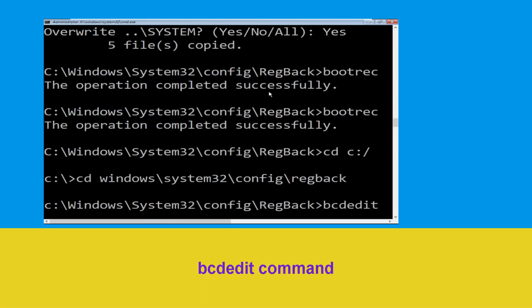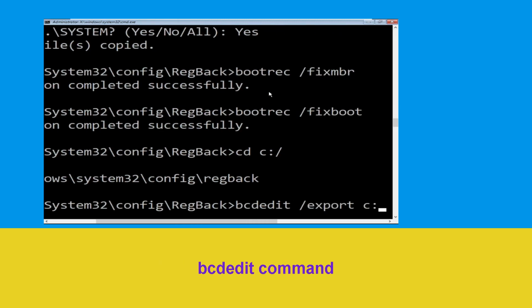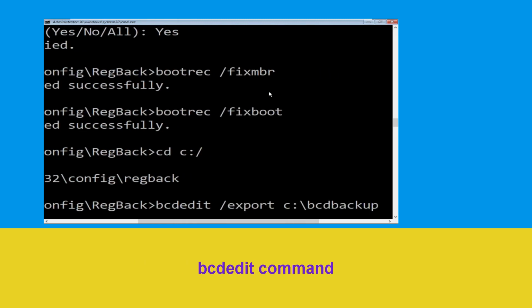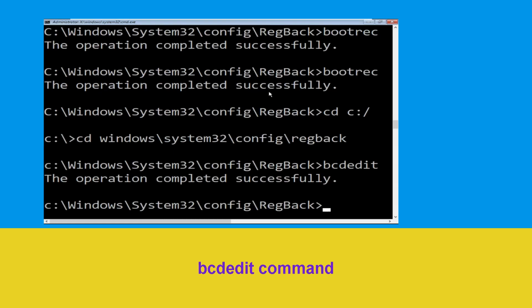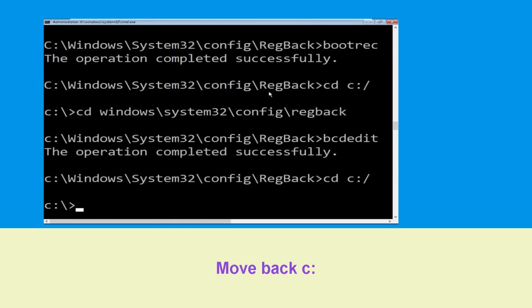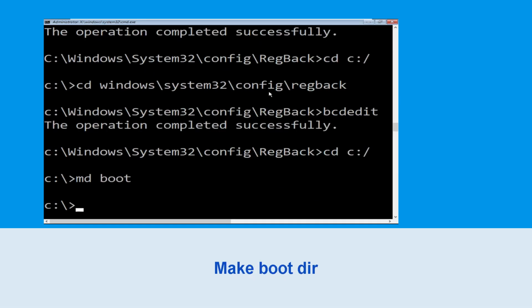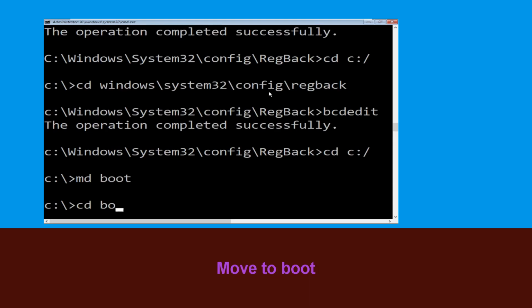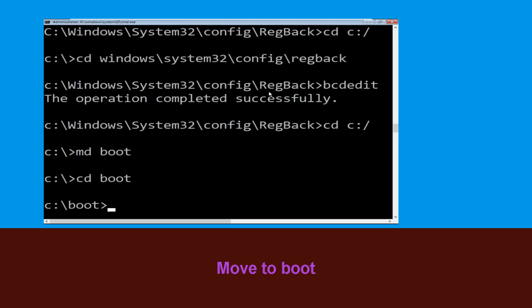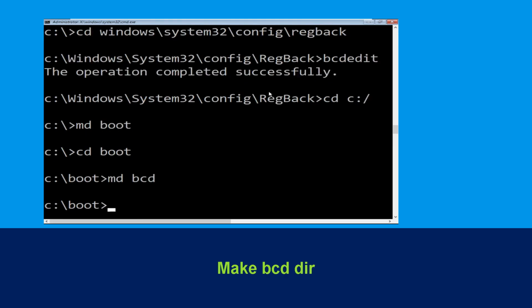Type bcdedit space /export space c:/bcdbackup and simply hit enter to execute this command. Now execute this command. Type cd space c:/ and hit enter. Now type md space boot and simply hit enter to execute this command. Type cd space boot and simply hit enter. Now type md space bcd and simply hit enter to execute this command.